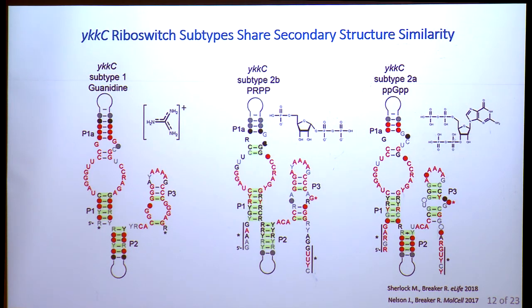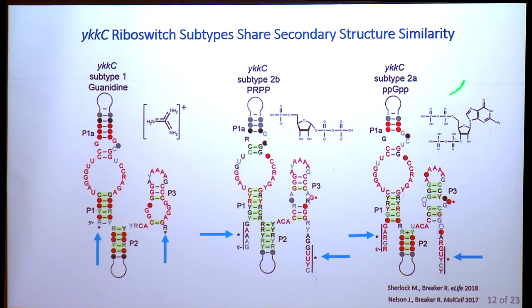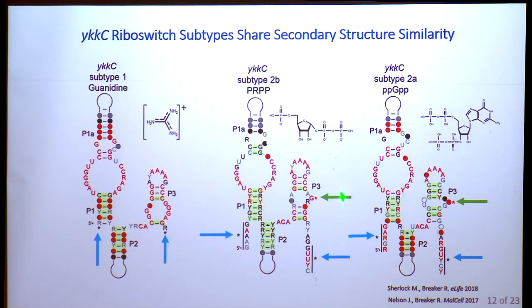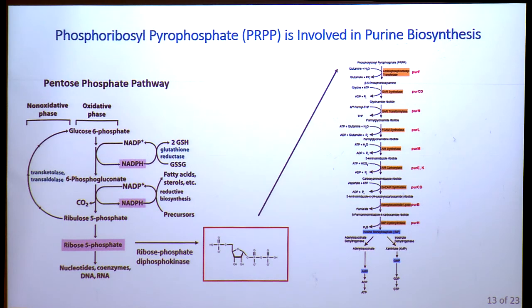There are a couple differences that I want to point out between these riboswitches. The first is that in the PRPP and PPGPP structures, there's an extended 5' and 3' region that is not present in the guanidine structure. And the difference between the PRPP and PPGPP riboswitches is even more subtle. In the PRPP riboswitch, there's a conserved G located here that is not conserved in the PPGPP riboswitch. So I just want to talk briefly about these ligands and what they do.